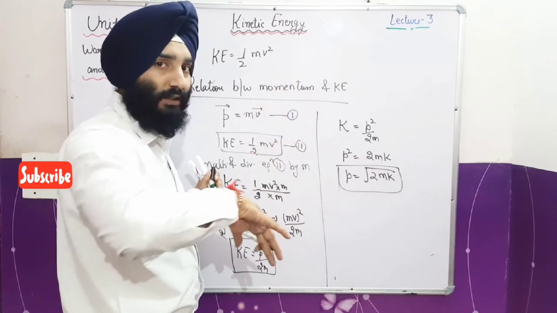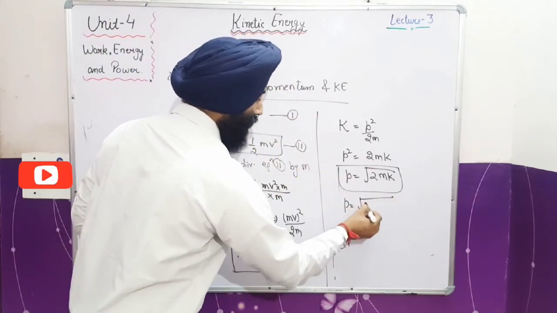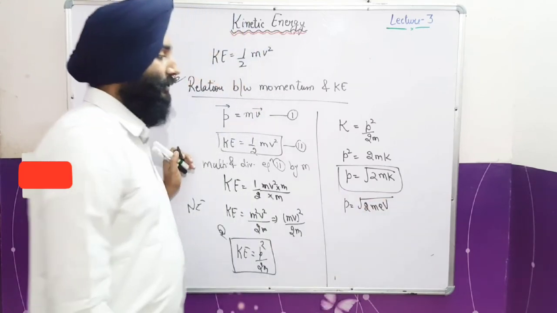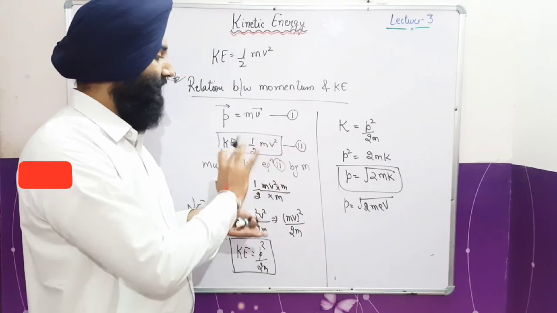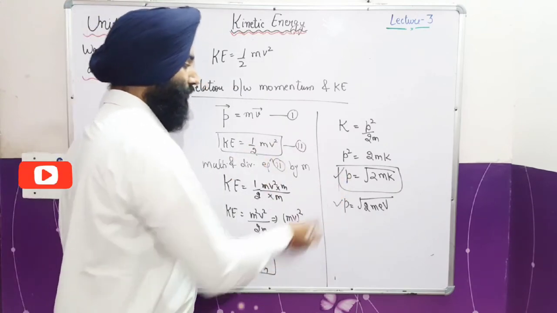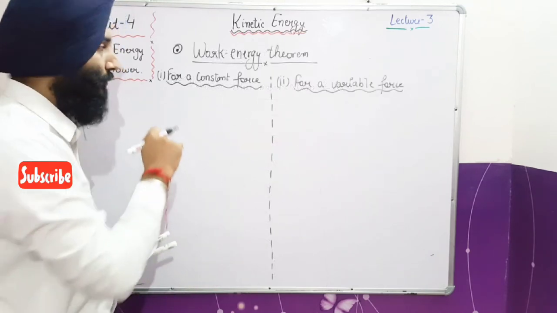In the form of electron volt, this relation can become 2meV. So kinetic energy turns into electron volt. In this way this energy will change, and we will find out the different values of momentum from different forms of energies.